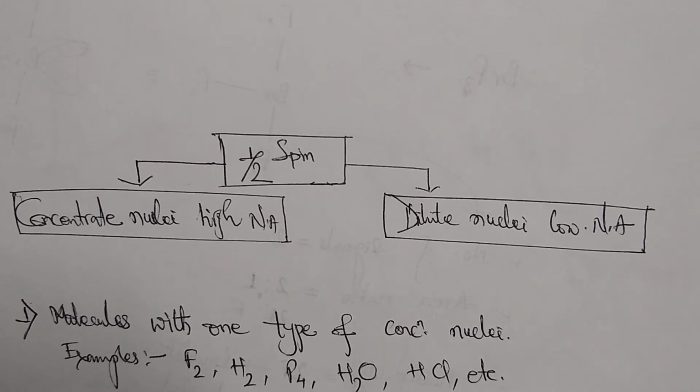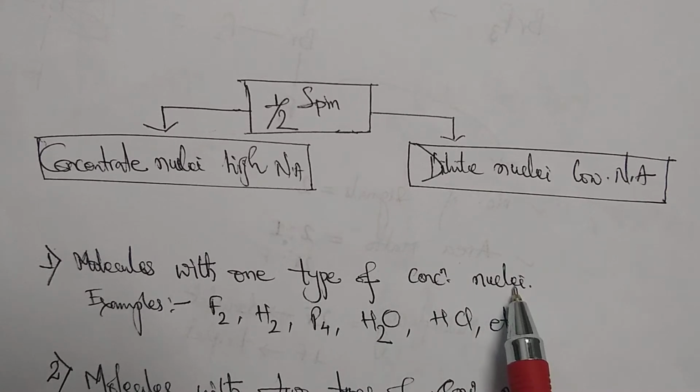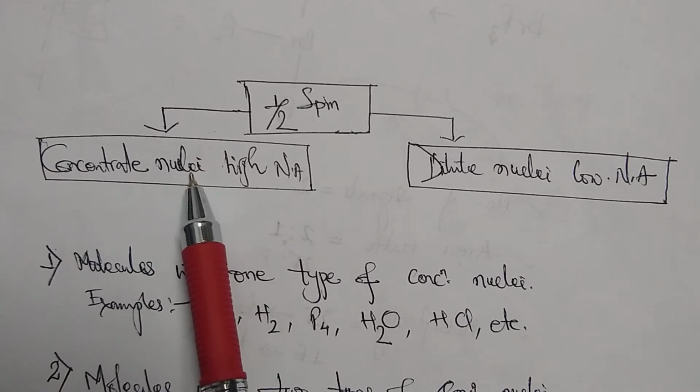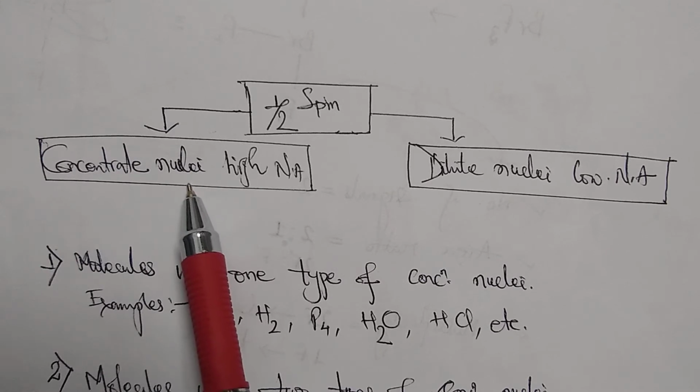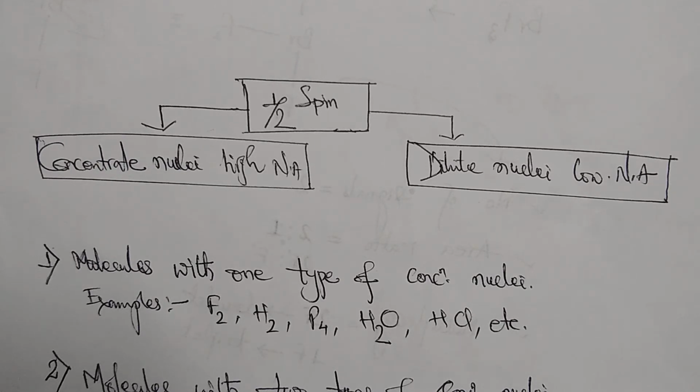Number 1, we can consider molecules with one type of concentrated nuclei. We know concentrated nuclei are those nuclei which have high natural abundance. Like in case of proton, its natural abundance is about 100%, so it is a concentrated nucleus. Likewise, another example is 103Rh, rhodium, which also has 100% abundance. We will discuss some other examples later in our discussion.